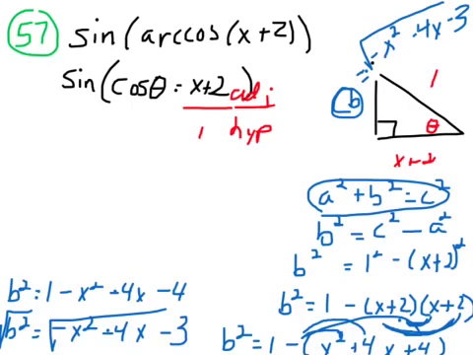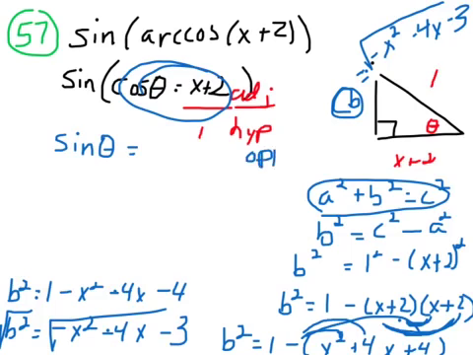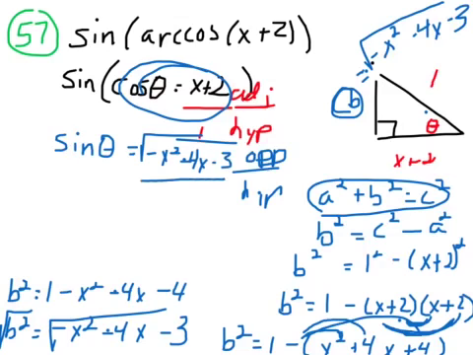Now, I did need that side. It looks ugly, but I needed it because I've drawn my triangle, and that's all I'm going to do with it. I'm just using it to figure out the right triangle. Now I want the sine of that angle in that right triangle. It's going to be the opposite over the hypotenuse. So the opposite is that ugly square root of negative x squared minus 4x minus 3, over the hypotenuse, which is 1.